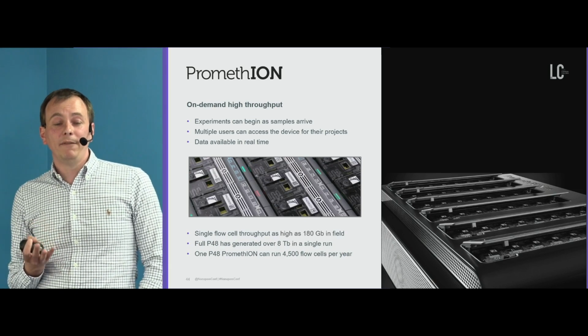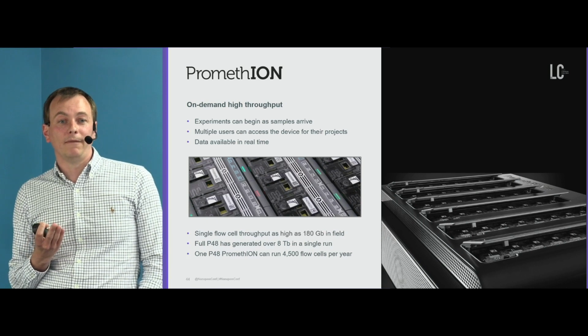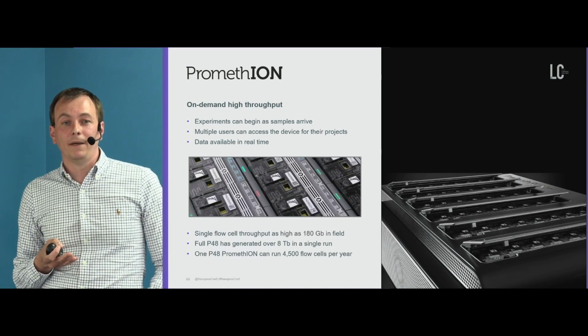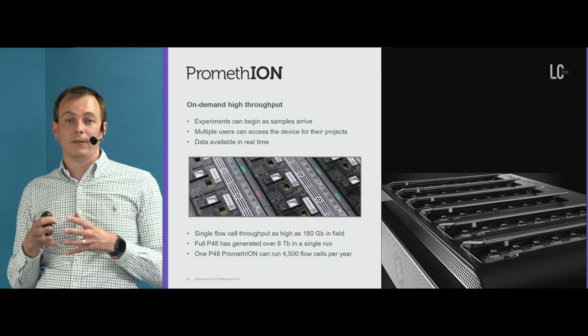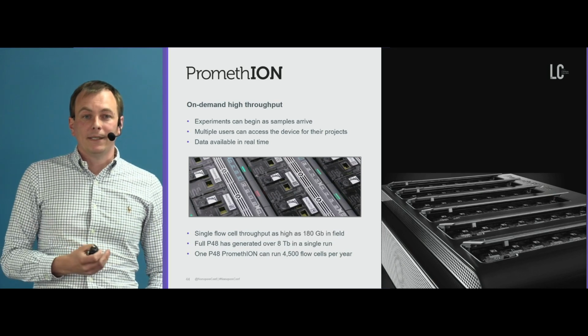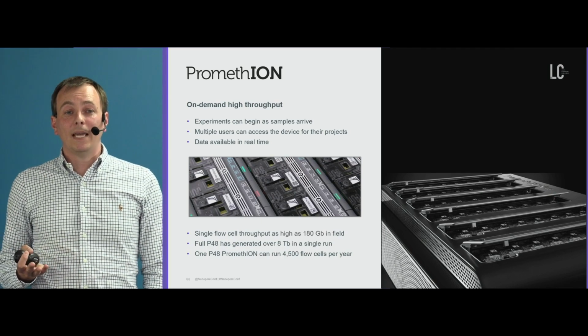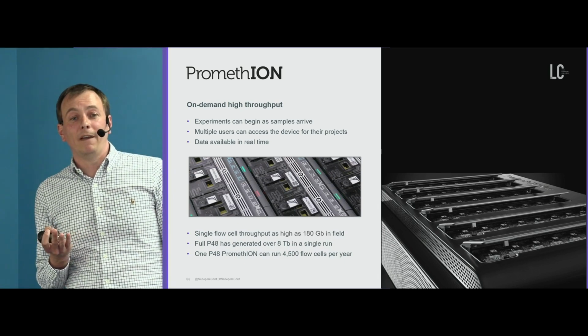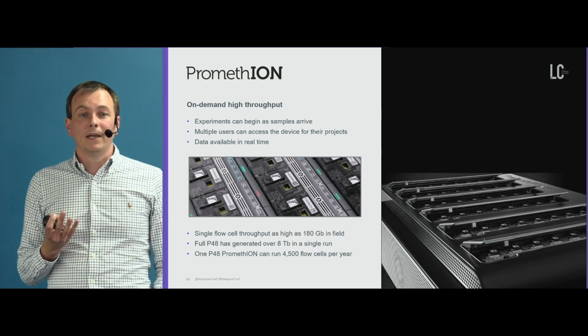The PromethION uses a different flow cell. I'm going to talk a fair bit about that in a minute. It is different to the MinION in that it's built on top of the ASIC and it's tighter pitch. That gives us more output. It has 12,000 wells and 3,000 channels, and outputs in the field have been as high as 180 gigabases.